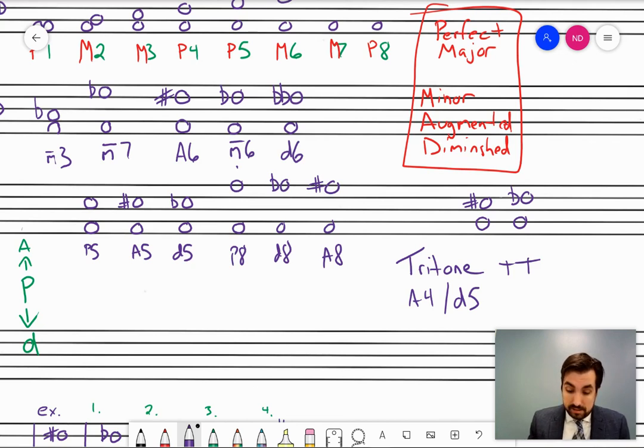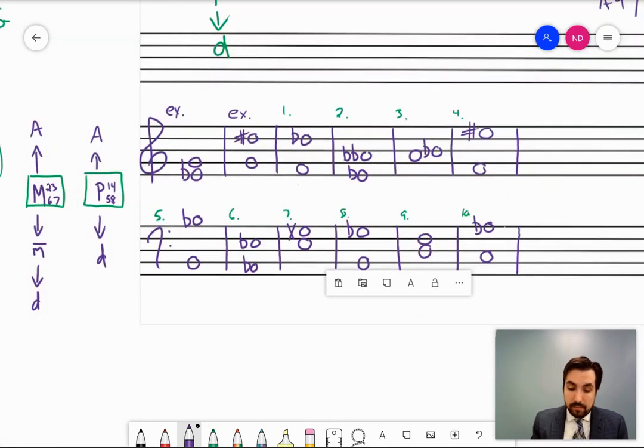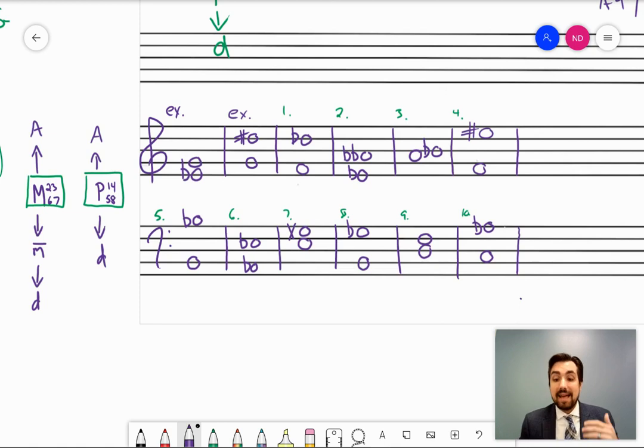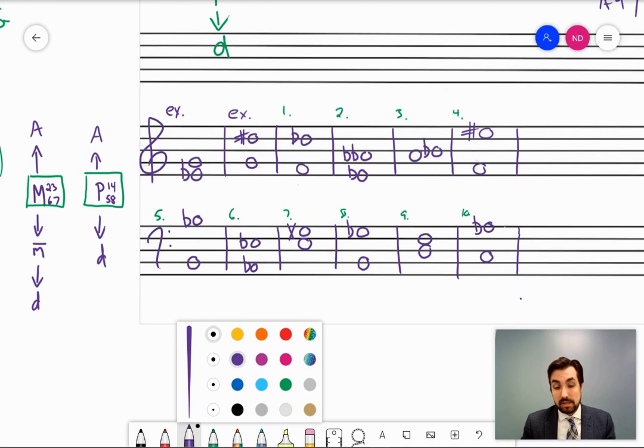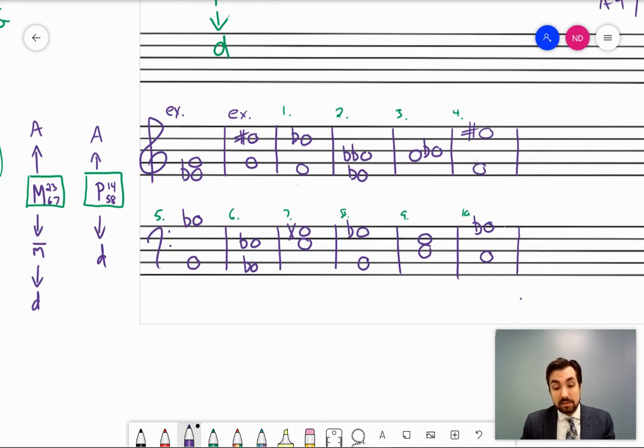Let's do some identification of these now. So for these questions, I rewrote the chart over here on the left. Take the generic measurement of these intervals first. Assign them a number. Then when you're trying to assess the quality, ask yourself, is the top note a member of the bottom note's major scale? If the answer is yes, you're dealing with either the green boxes here, major or perfect. If it's a second, third, sixth, or seventh, it's going to be major. If it's a unison, fourth, fifth, or octave, it's going to be perfect.